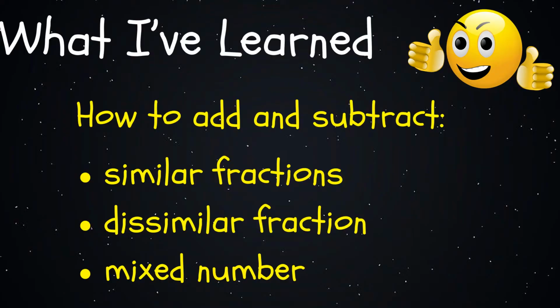Let us summarize the addition and subtraction of fractions. The first one is similar fractions. Similar fractions are having the same denominator. So we'll just add or subtract the numerators, then copy the denominator. Next is dissimilar fractions. Dissimilar fractions are having different denominators. Get the LCD of both denominators, divide it by every denominator of the original fraction, multiply it to the numerator, then proceed to the process of similar fractions.